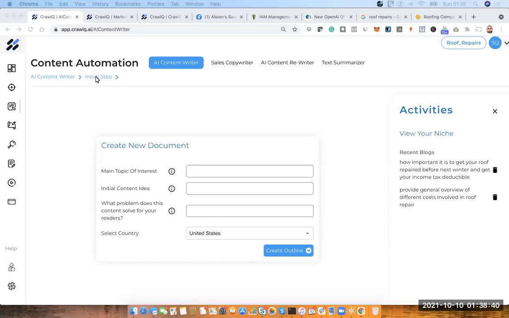So at this point, we are into this roof repairs workspace. We have already done our market research. We are talking about one specific buyer persona in mind, Charles. He's a 45-year-old homeowner with a 10-year-old home whose roof seems to be leaking, and he's looking for a roof repair company.